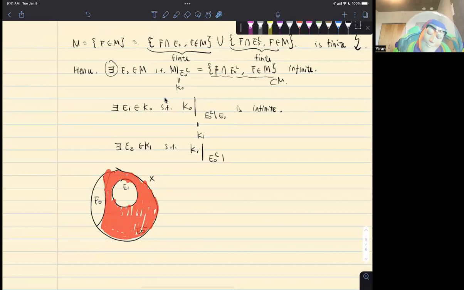Because it is infinite, there must exist, what we do is we choose one, which is E_2, such that E_2 is any set on this red region. Okay, so let's do that.